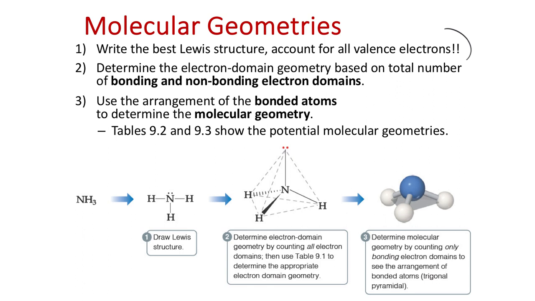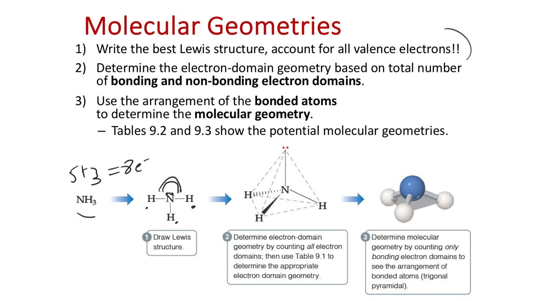Then we can determine the electron domain geometry based on the total number of bonding and non-bonding domains. So if we're doing this for like NH3, where we have 5 plus 3, that's 8 total electrons. So we have 3 single bonds to hydrogen, and then the remaining 2 electrons onto nitrogen. So I have a total for nitrogen of 4 total domains. So I have domain 1, 2, 3, and then 4.